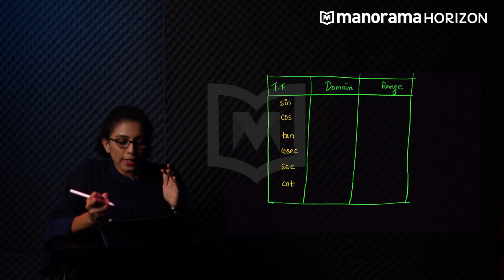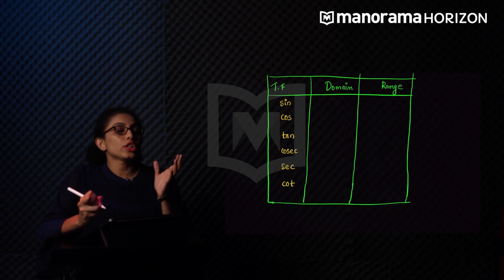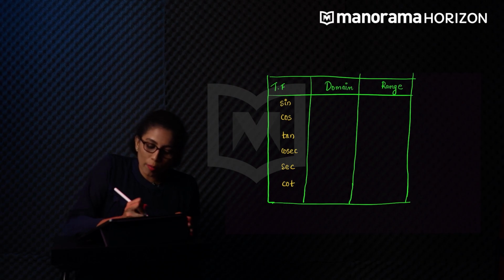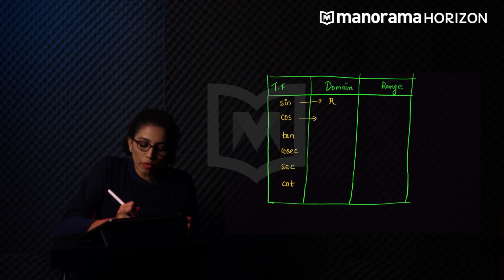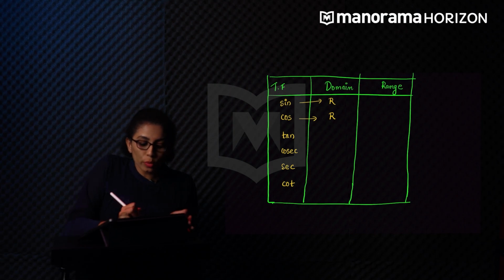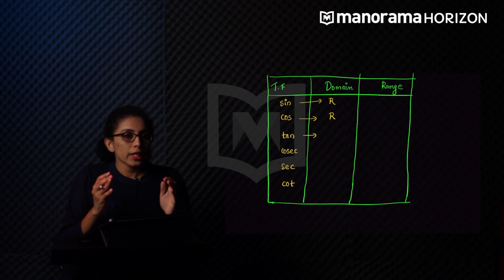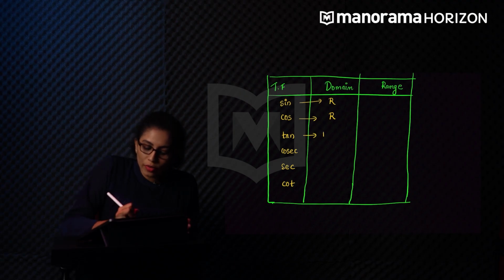Let's make a table. Let's start with sine, cos, tan. What is the domain of sine? It includes the set of all real values. So the domain of sine is R. And what about cos? This is again the set of all real values, so that is the domain of cos. Now what about tan? What is the domain? Because tan is sine by cos, right? So we have to exclude those values where cos is 0. So the domain will be R minus (2n plus 1) into pi by 2.